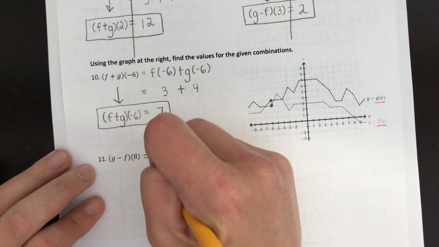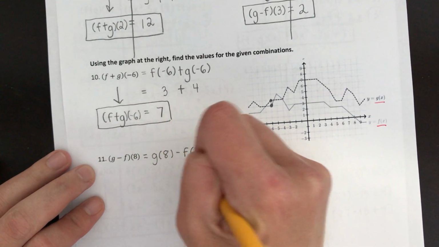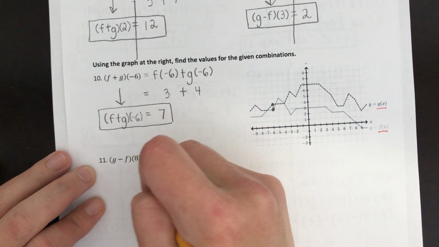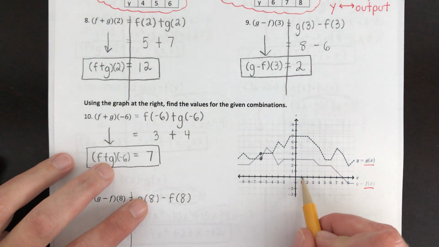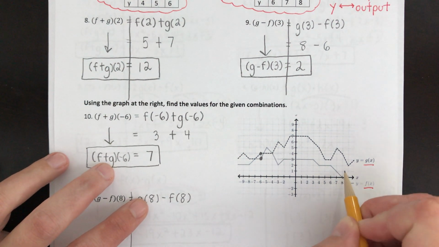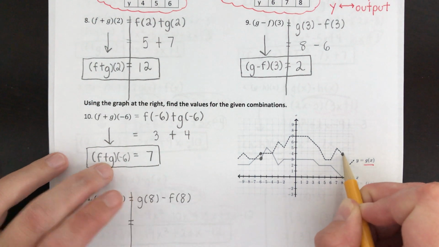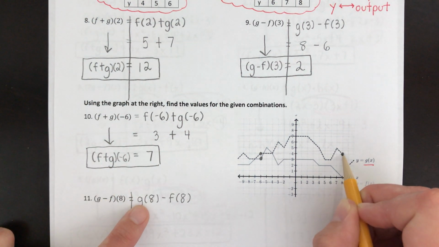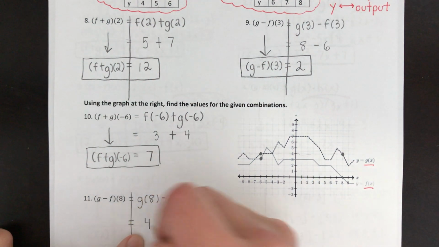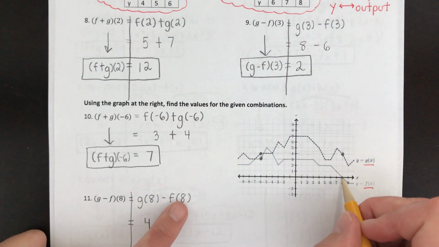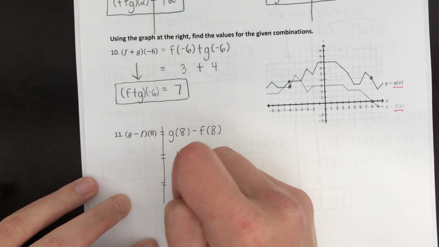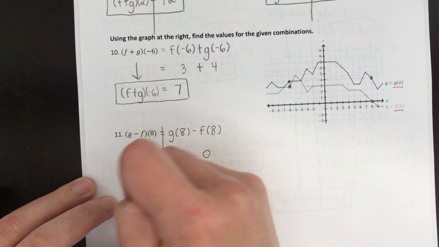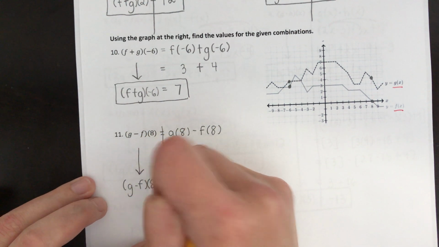So similar here, g of 8 minus f of 8. So be cautious, we've got g first. So we want the g graph, we want the dashed graph, and we want the input to be 8. So we're going to come on the x-axis at 8, and we want the dashed graph. We want the g graph. So g of 8 is 4 minus, what's f of 8? So 8 on the x-axis, here's our solid graph. The y value here is 0. 4 minus 0 is 4. We're done.